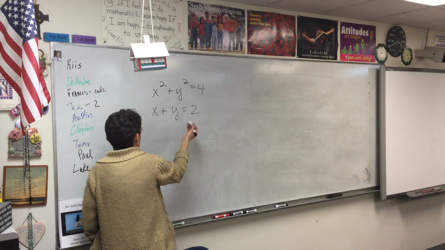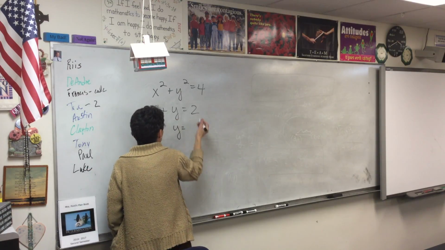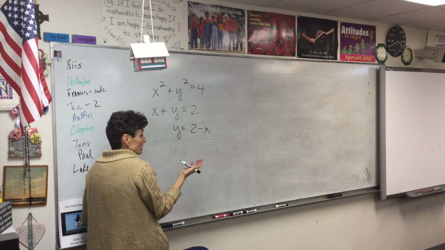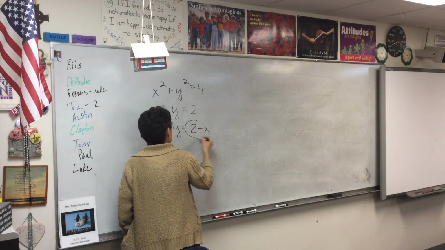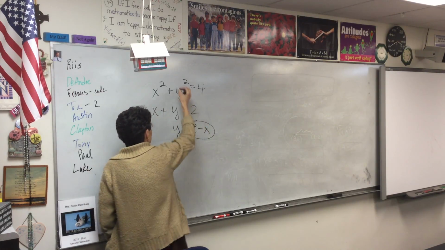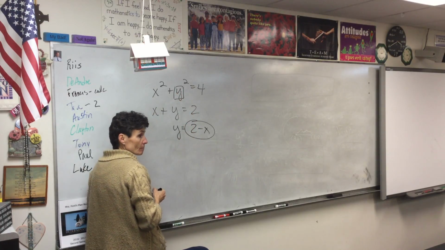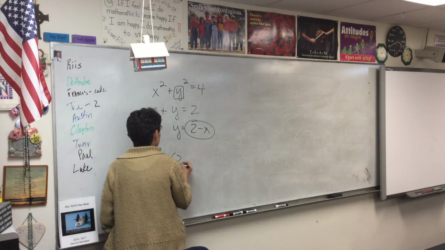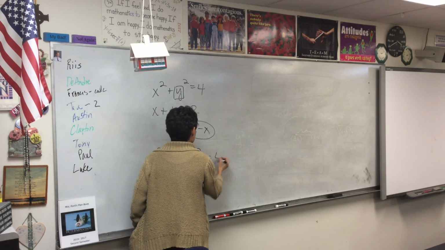Yeah, one of these you're going to substitute in for. So y equals 2 minus x, or you could do x equals 2 minus y. It's not going to make any difference. And then you'll take that and plug it in right here. So you'd have x squared plus (2 minus x) squared equals 4.